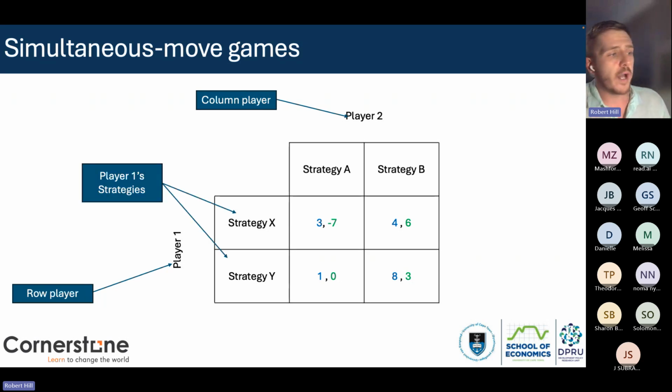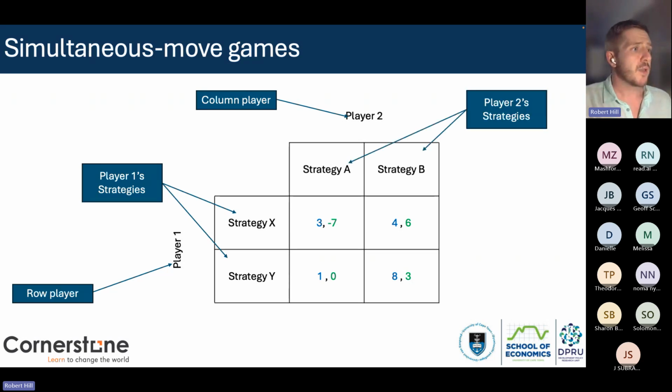You can see that player 1 has some strategies. They can choose to do strategy X or strategy Y. Player 2 has some strategies. They can choose to play strategy A or strategy B.